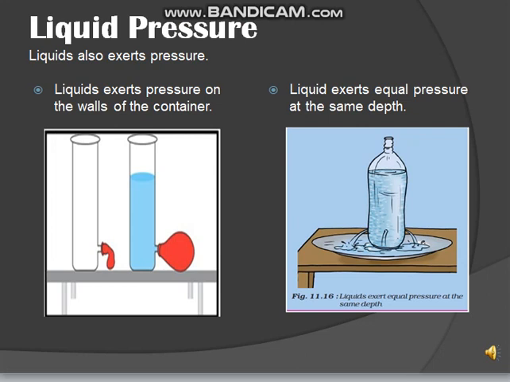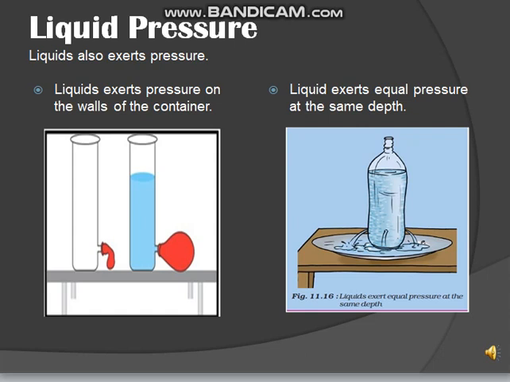Now we add more water in the bottle, and then again we observe. We will observe that the bulging of the balloon increases. This is because liquid exerts pressure on the walls of the container, and as the height of the water increases, the pressure on the walls of the container also increases. So till now we have discussed that the liquid exerts pressure on the walls of the container, and that pressure depends on its height or depth.